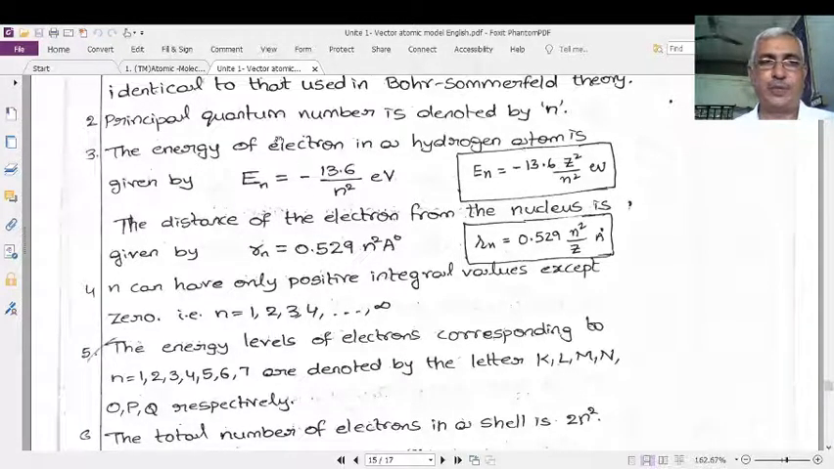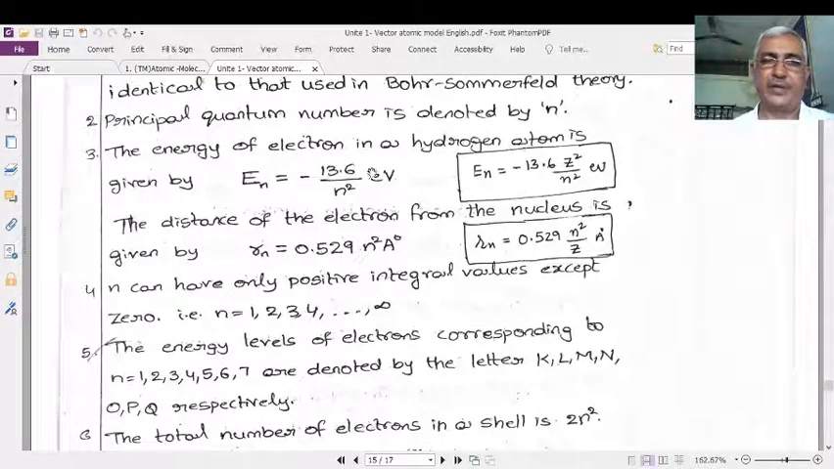By means of the principal quantum number, we can know the energy of an electron in an orbit. The energy of an electron in an orbit of hydrogen is given by minus 13.6 by n square electron volts. When it is multiplied with Z square, you can get the energy of an orbit of any element with this formula.